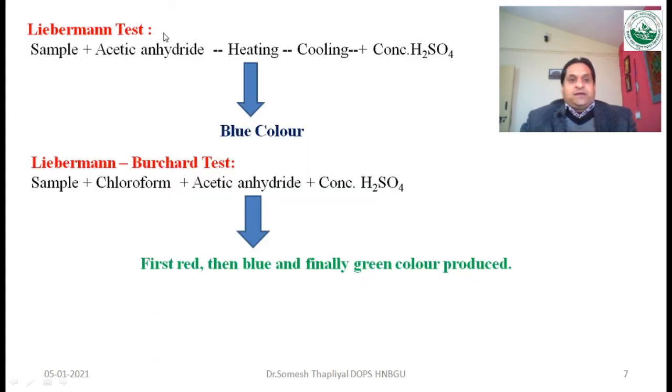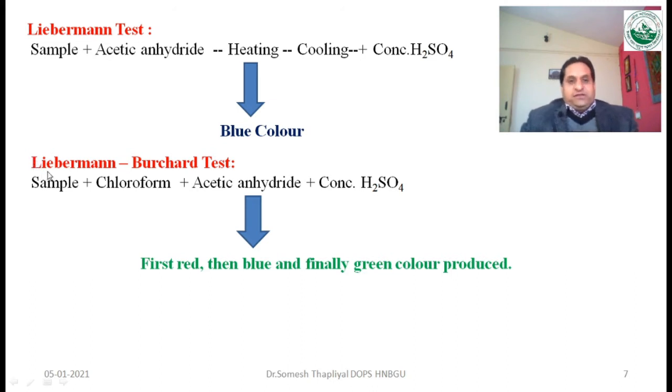And if you see the chemical test, the first one is the Liebermann test. As per the monograph, we will take the required quantity of the sample and add acetic anhydride. After mixing this, we will heat the mixture, followed by cooling, and then add a few drops of concentrated sulfuric acid, due to which a blue color is obtained in the Liebermann test.